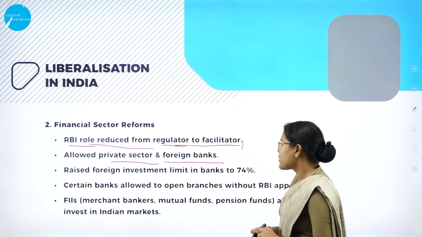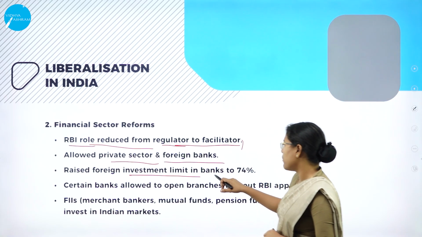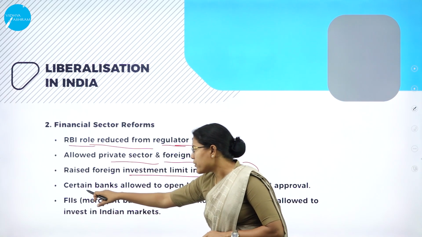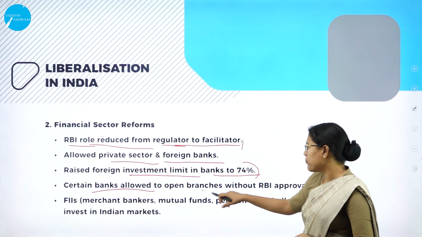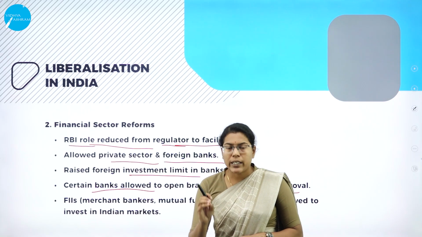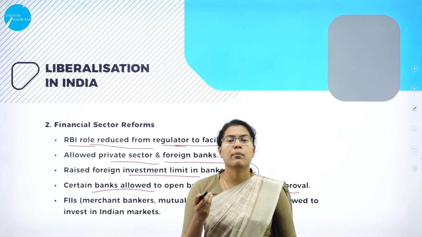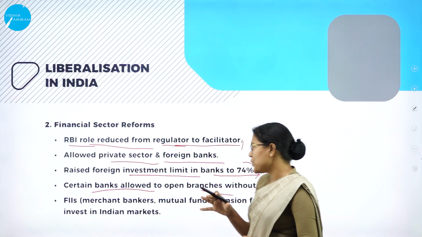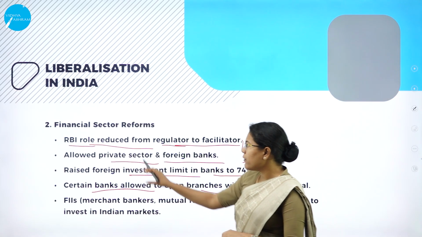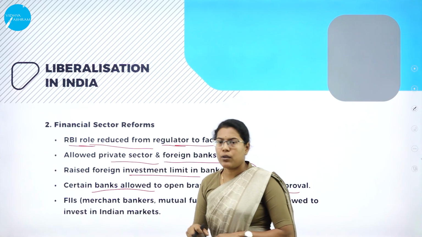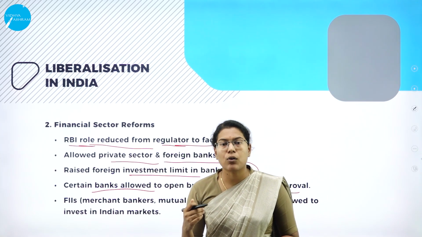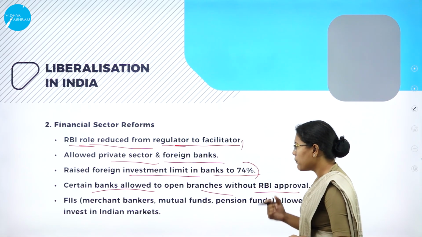Then it raised the foreign investment limit in banks up to 74%. Then some of the banks were allowed to open branches without RBI approval also. But even though they could open branches without RBI's approval, some of the managerial rules and regulations were again in the hands of RBI only, in order to save the domestic customers and the account holders of those foreign banks.